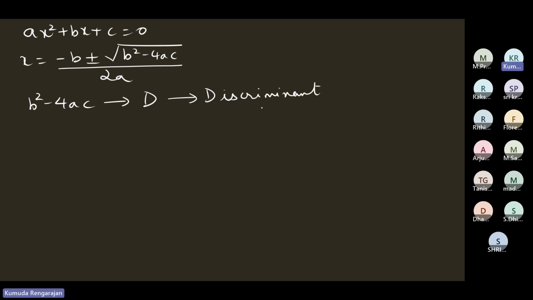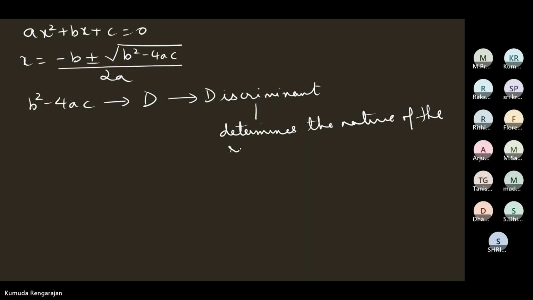It's called the discriminant because it determines the nature of the roots. It determines the nature of the roots of the quadratic equation. So how does it decide?